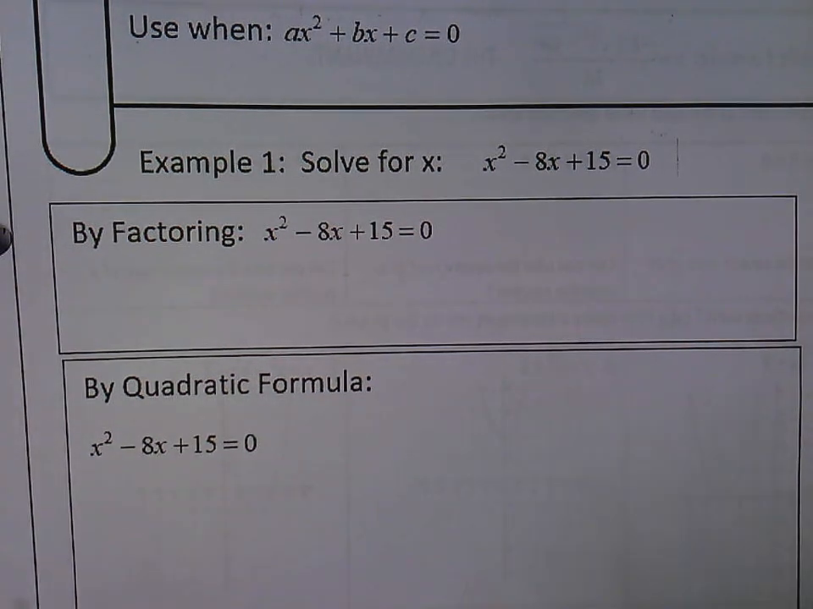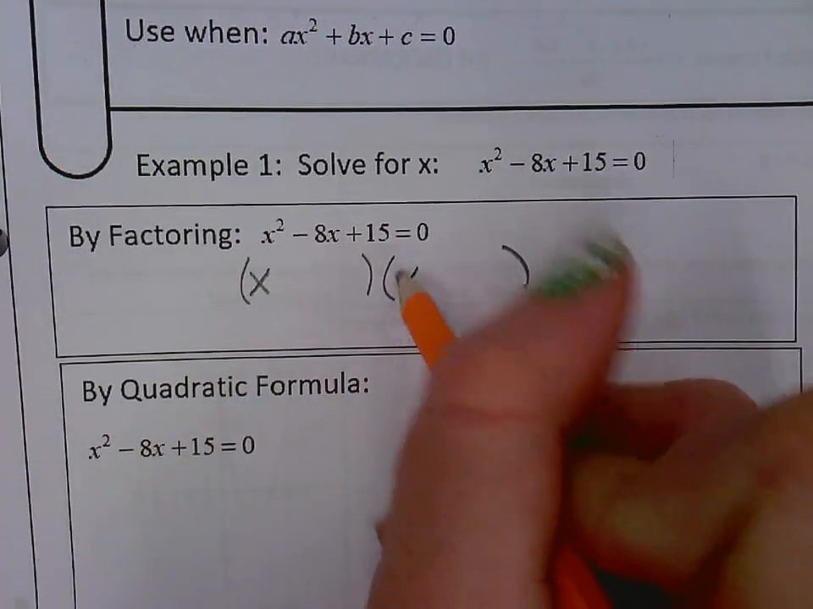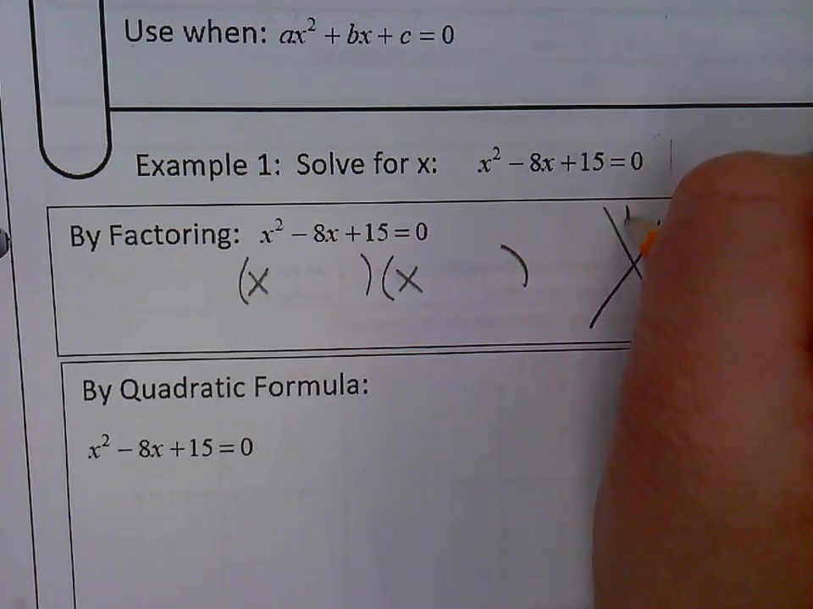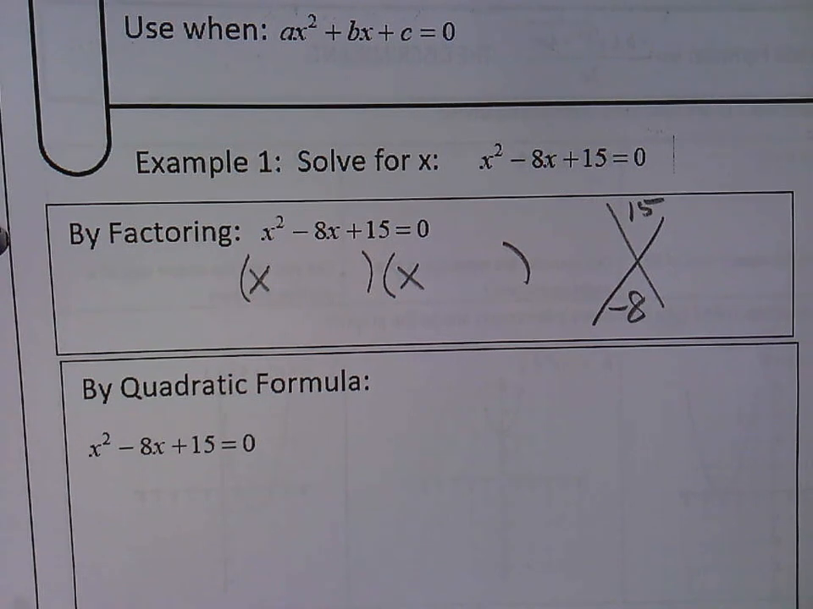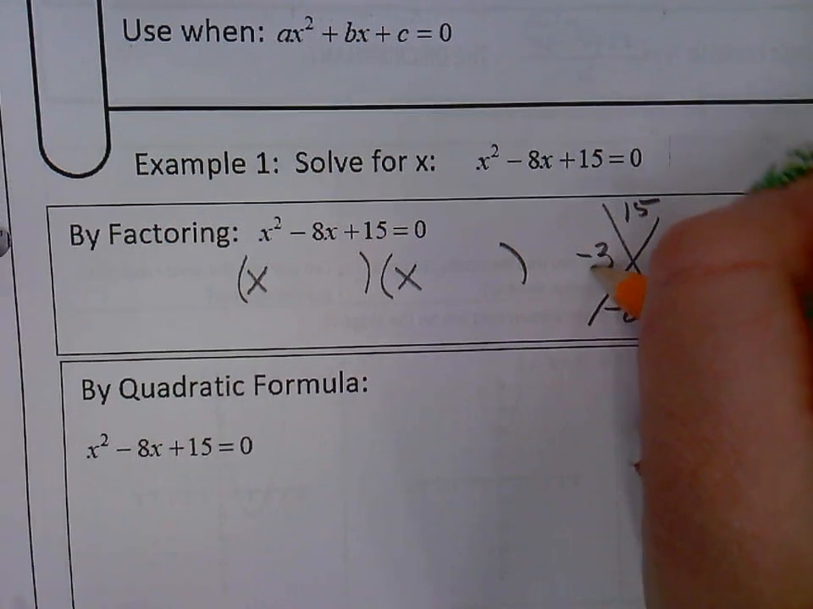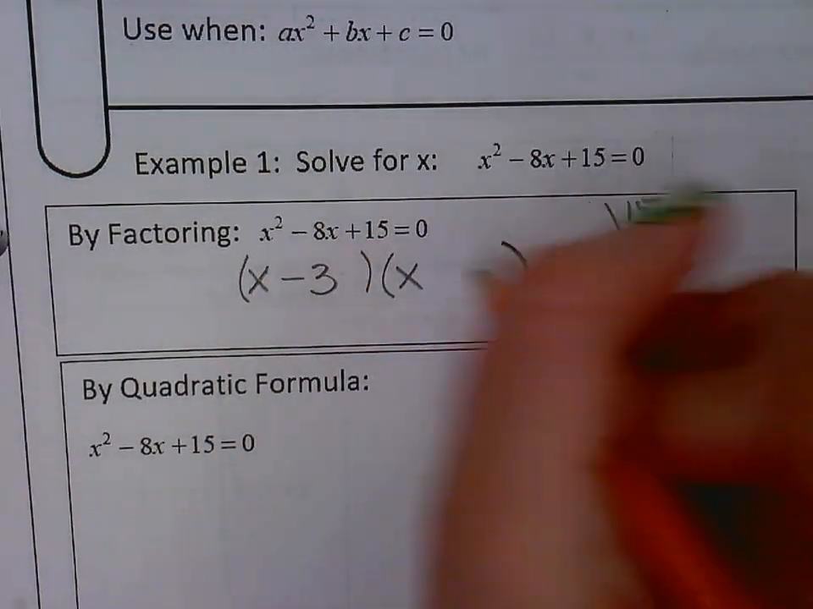It's a trinomial. So I'm going to do 2 parentheses. They both get an x. I'm going to think about factors of 15 that add up to -8 to put inside my factors. So what would I put? So what are my factors? What are the factors of 15? Yep, so -3, -5, +15. x minus 3, x minus 5.